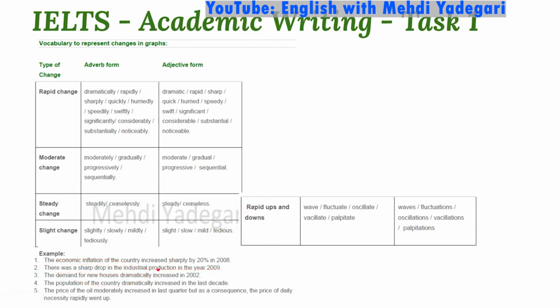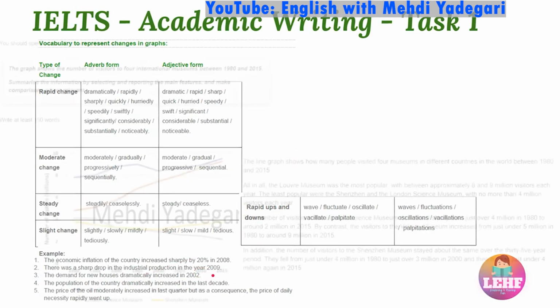The economic inflation of the country increased sharply. There was a sharp drop. The demand for new houses dramatically increased. So not just increased, dramatically increased. When you say dramatic, you're suggesting that the increase has been really sharp. Of course, you would have to talk about the numerical changes as well.